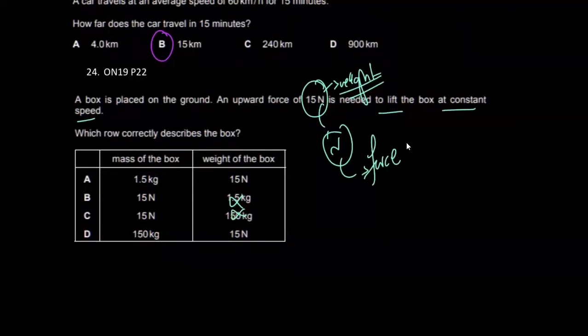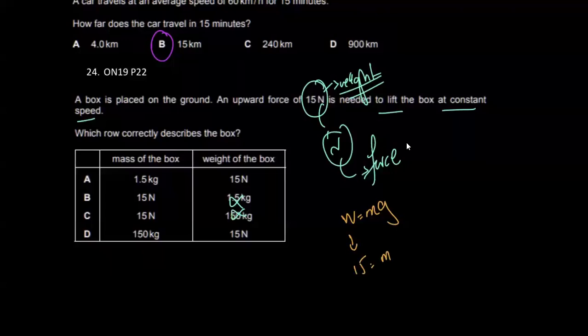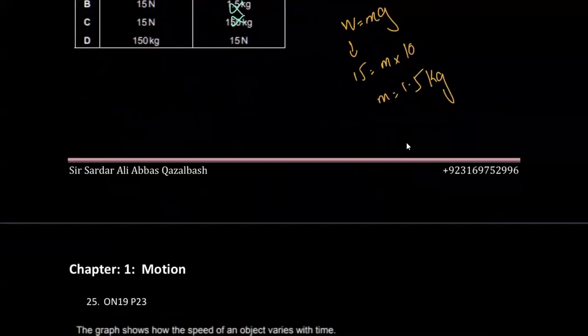Then mass of the box. Very simple. W is equal to mg. Weight is 15, and we have to find m, g is 10, so m is equal to 1.5 kilogram. So the answer is going to be A. Simple.